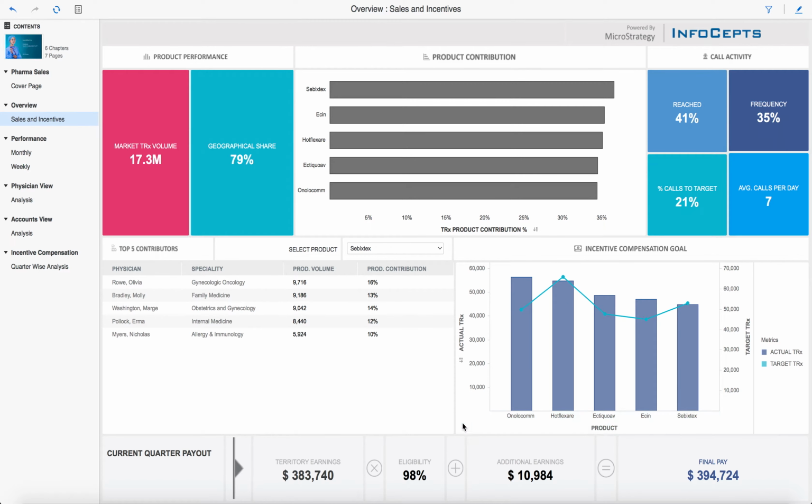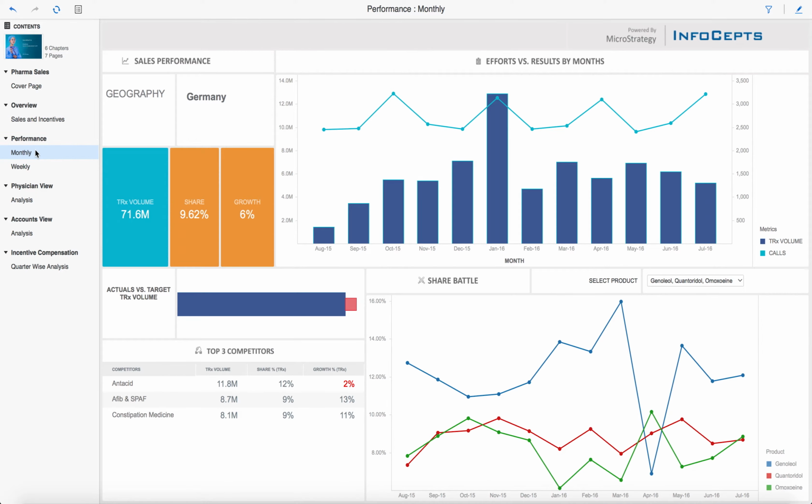Towards the bottom of the page, we have this bar which lets us see at a glance the final pay that is being provided to the sales reps. We can see the breakdown of how it's composed of earnings, eligibility, and any additional earnings. So it's a great way to show, in one concise screen, all the relevant information that makes up that high-level view of the data.